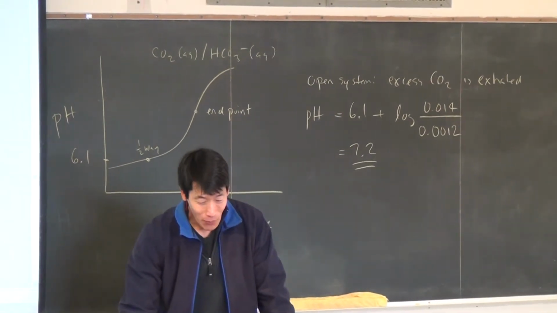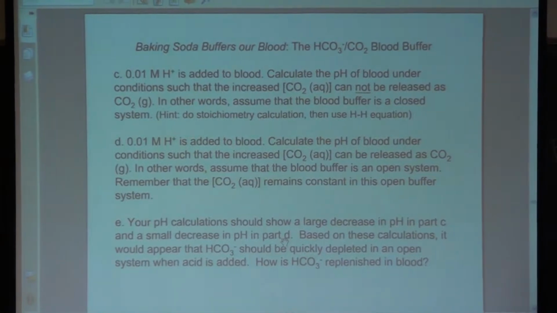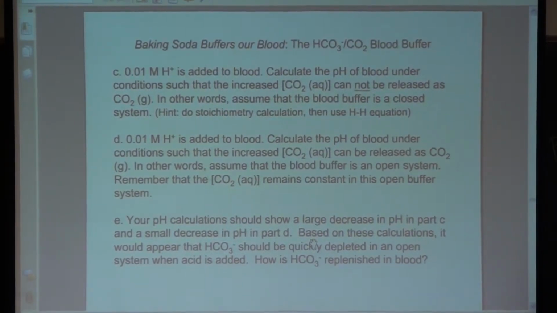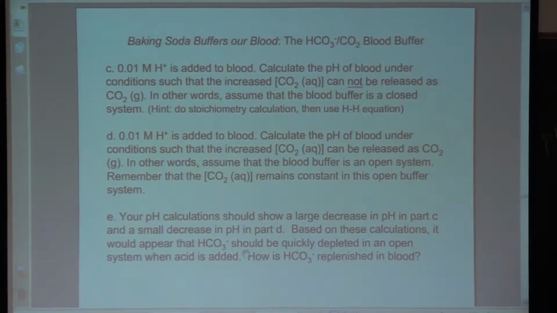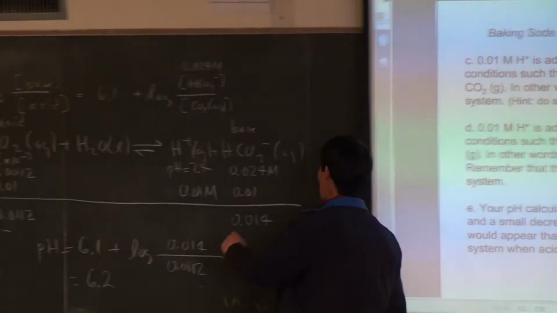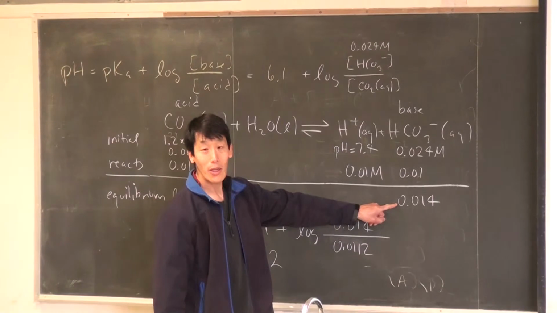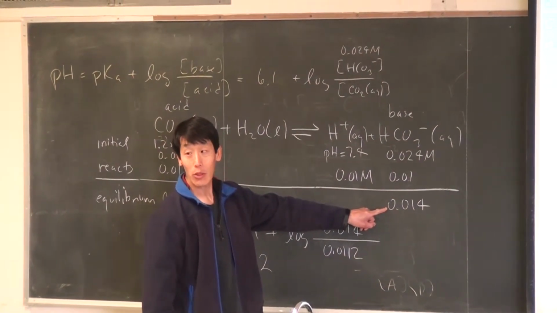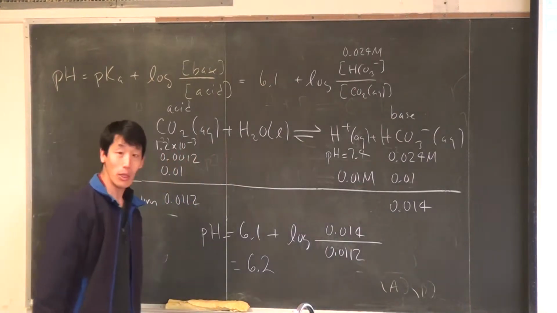Okay, let's go on to part E. Your calculation showed a large decrease in pH in part C, a small decrease in pH in part D. Based on these calculations, it would appear that HCO3 minus should be quickly depleted in an open system when acid is added. How is the HCO3 minus replenished in blood then? Okay, so in that open system, note that the HCO3 minus dropped from 0.024 to 0.014. So it's being depleted, or it's decreasing. So how can we get the HCO3 minus back to where it should be?